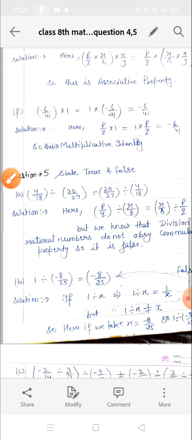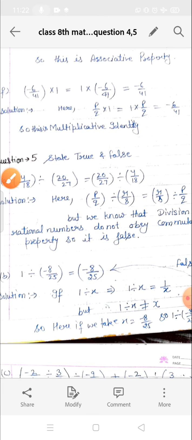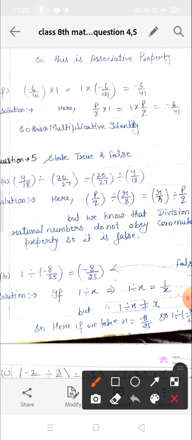Now we will solve our fifth question. In this question we have to state true or false, whether we have been given a true statement or a false statement. For this, look at the A part. In A part, we have been given that 4 by 18 divided by 20 by 27 is equal to 20 by 27 divided by 4 by 18.